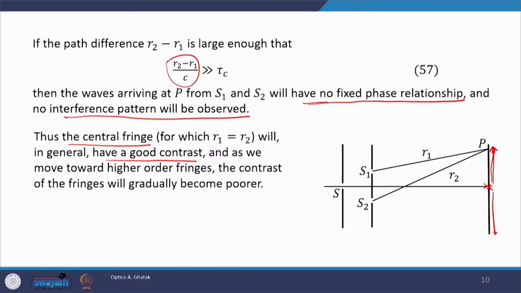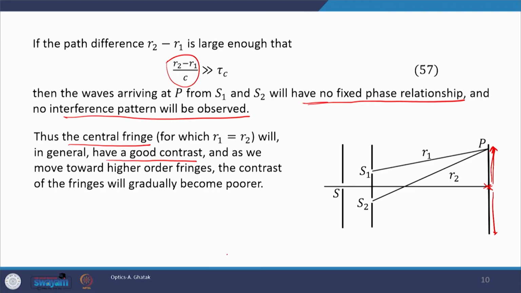Why will the contrast decay down? Because as we move away from the center, the path difference slowly increases, and therefore, the corresponding time the light takes to cover the path difference will also increase, and when it is very close to tau c and larger than tau c, the fringes will start to fade away, and therefore, instead of getting good fringes, we will have this kind of fringes. Yes, slowly it will decay down.